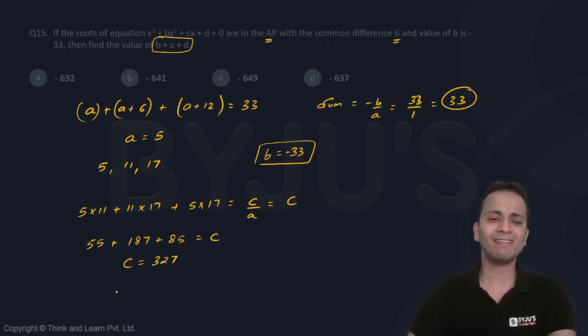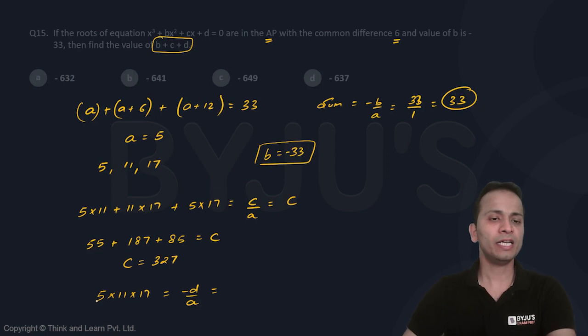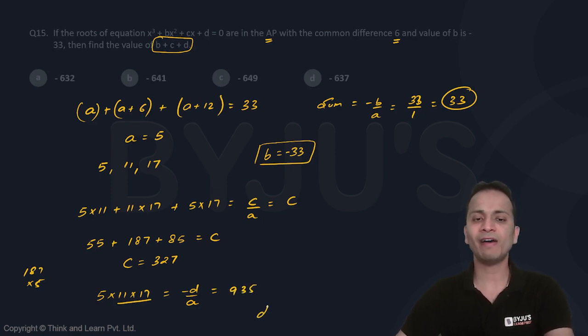Now similarly, I'll get the value of d. Okay. So for d, I'll look at the product of the roots, which is 5 into 11 into 17. And that will be equal to minus d upon a. A is 1, so this will be equal to minus d. 11 into 5 is 55 and 17, we multiply both. 17 into 11 is 187. 187 multiplied by 5. So that will be 935. So here the value of d will be equal to minus 935.